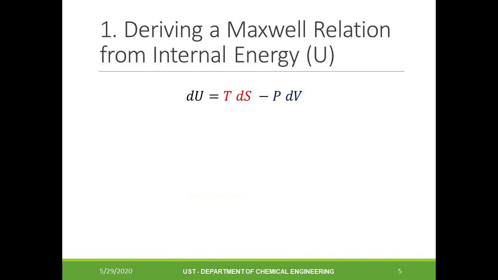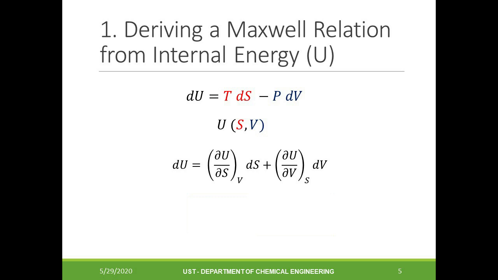Now let's examine closely the internal energy U, whose differential form is dU = T dS - P dV. Notice that internal energy U is just a mathematical function with variables entropy and volume. Hence we say that entropy and volume are natural variables of internal energy U as shown in this notation. The total differential of this function can be written as shown in this expression. These subscripts indicate what is held constant during the derivative.